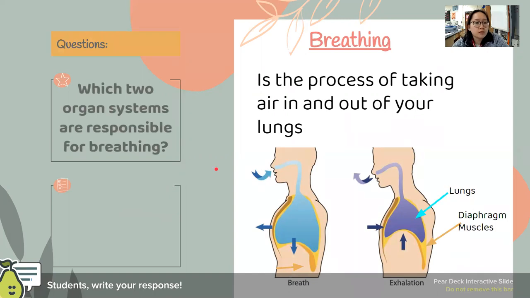Which two organ systems are responsible for breathing? And for each, how do you know they're involved? Write your response. If you look for a hint, the labels on this diagram for exhalation will help you out a lot. Pause and go ahead and work on that.